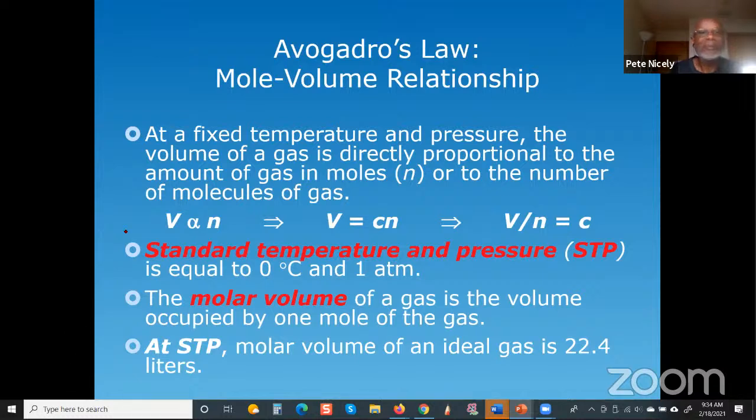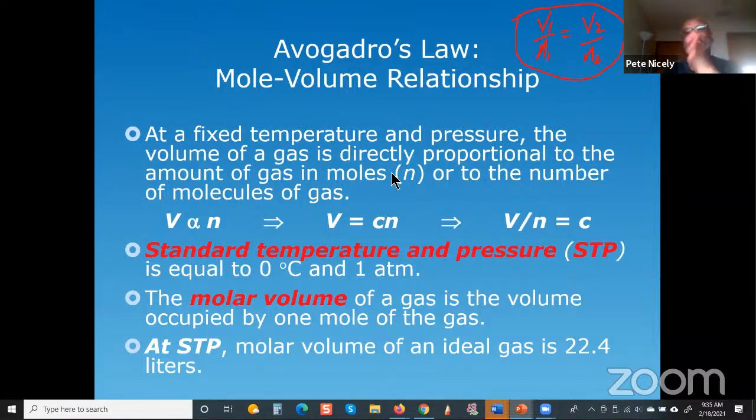So V1 over n1 is equal to V2 over n2, right? So this is another way of mathematically representing the relationship between volume and the number of moles, all right? Now, in this case, what you have to make sure, if you're using this law, is that the temperature and the pressure will be constant, right? So if the temperature and pressure are not constant, then this relationship will not hold, all right?